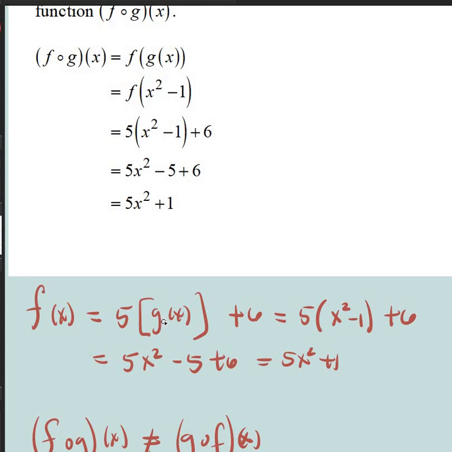There's only one case in which they are the same, that f composed with g is the same as g composed with f, and that only happens when g is the inverse function of f and f is the inverse function of g, and we're going to see this in a second.